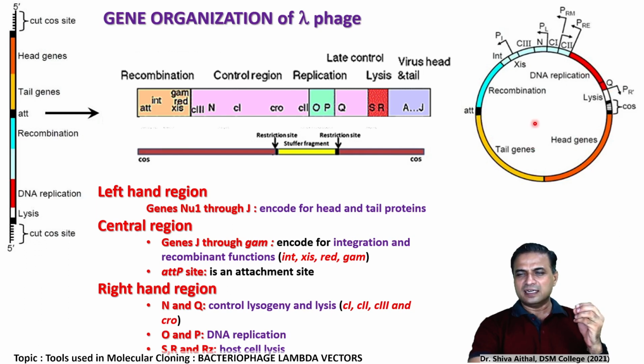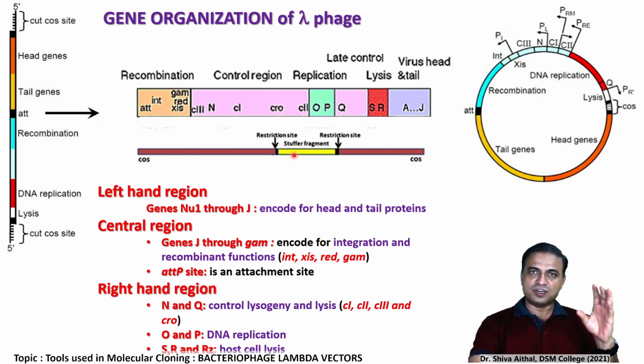Now this is one DNA. The same DNA can be represented like this on the left. The same DNA can be represented here in the colorful strip, which you can see. The same DNA is simplified here, showing all other genes, and a central region which is called the stuffer region. This stuffer region contains two restriction sites which can be cut, and this can be removed and replaced with our gene of interest.